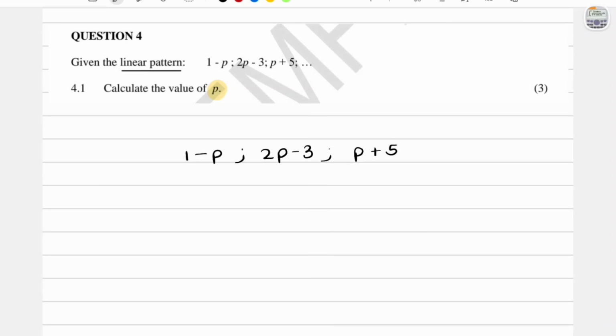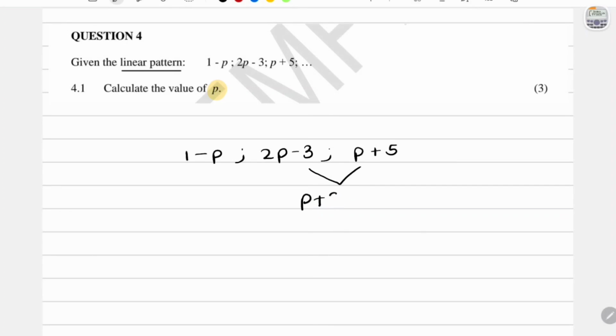So if we remember something about an arithmetic pattern, it is that an arithmetic pattern has a constant difference, okay? The difference is always exactly the same. And that's what we're going to use to actually find the value of p. So we're going to find the difference between each term. So we're going to start with the third term, say the third term minus the second term. And let's see what we get.